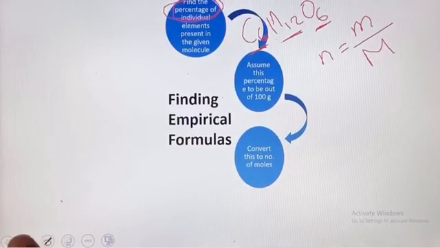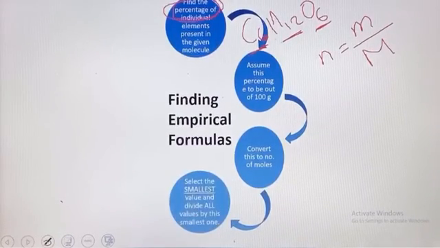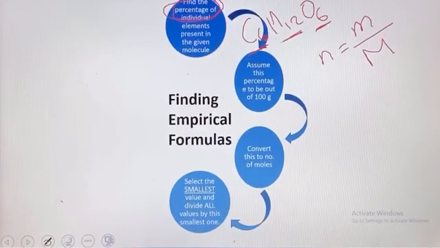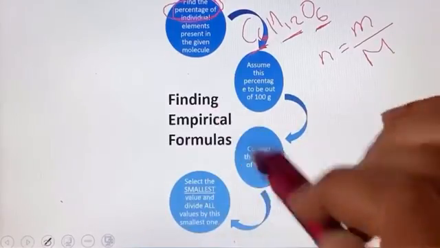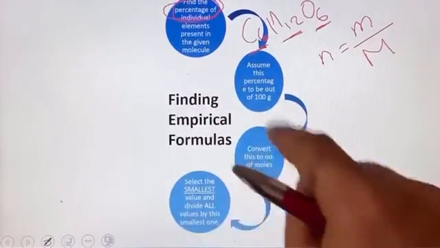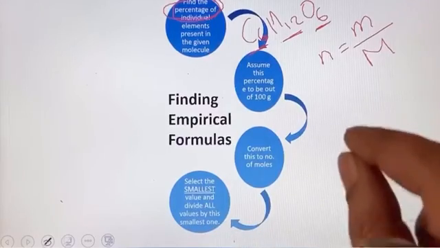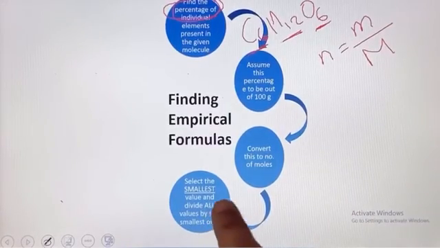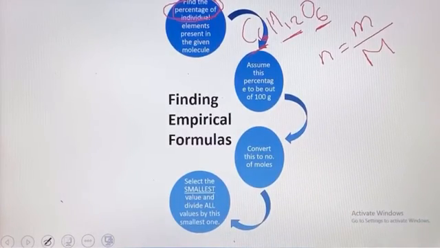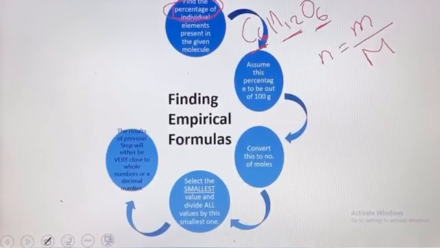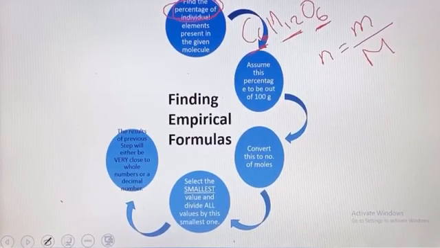Once you find out the number of moles, you select the smallest value and divide all the values by the smallest one. Now there might be a question mark on this point. Don't worry about that. I'll be explaining all of these points using an example. So just remember that once you are done with the mole step, you have to choose the smallest value and divide all the values by the smallest one. Then the results of the previous step will either be very close to a whole number or a decimal number.